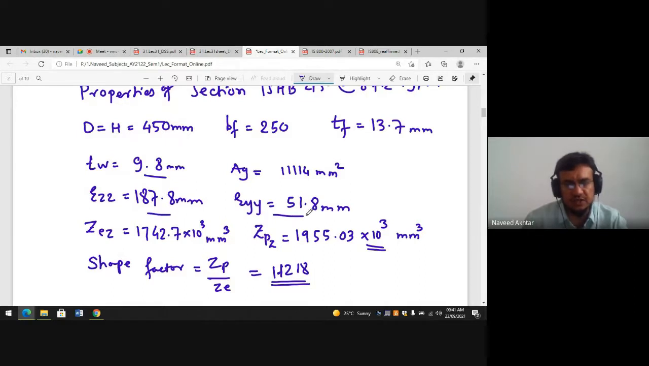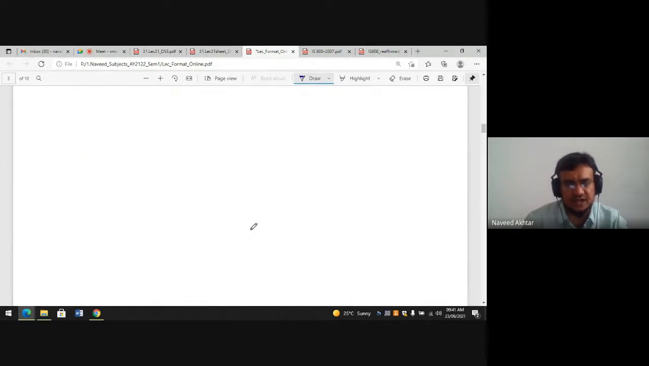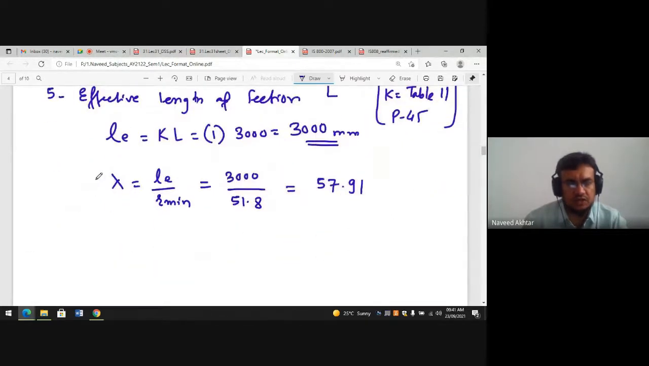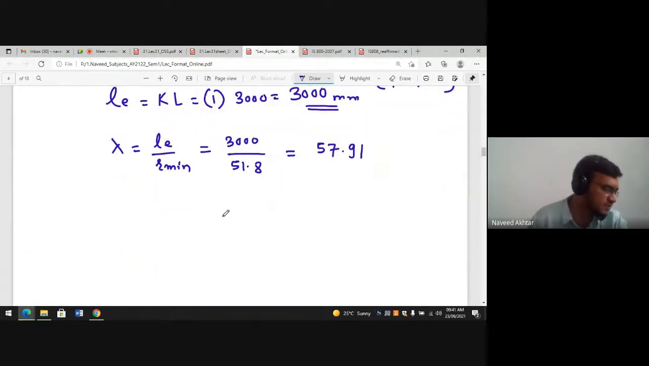From this you can take the values RYY, RZZ. This one is the minimum, RYY. Hence, R minimum is taken to find the slenderness ratio. Where the maximum slenderness ratio is, the bending of the column will be in that direction. That's why we are taking R minimum. R minimum always gives the maximum slenderness ratio, lambda.